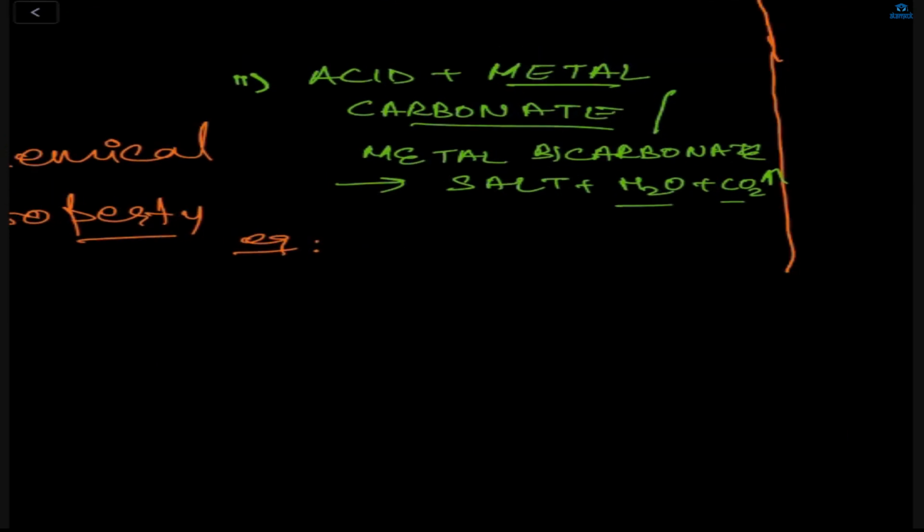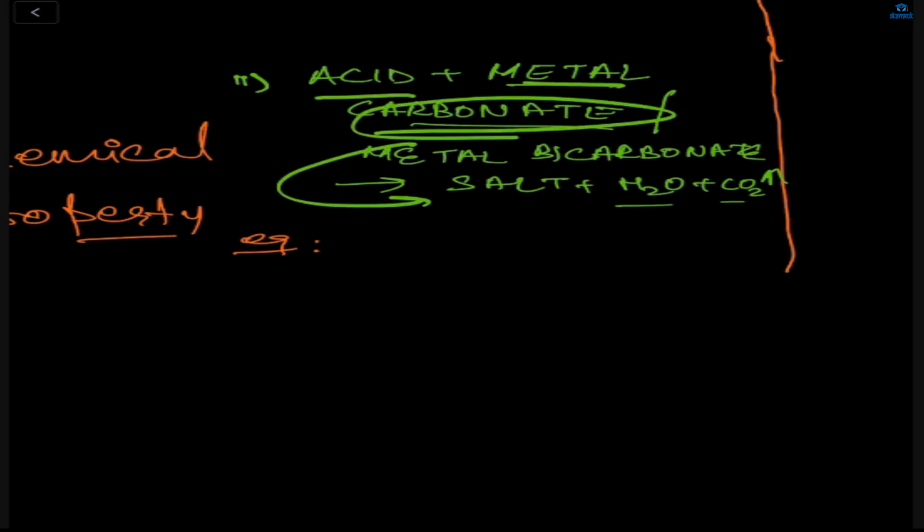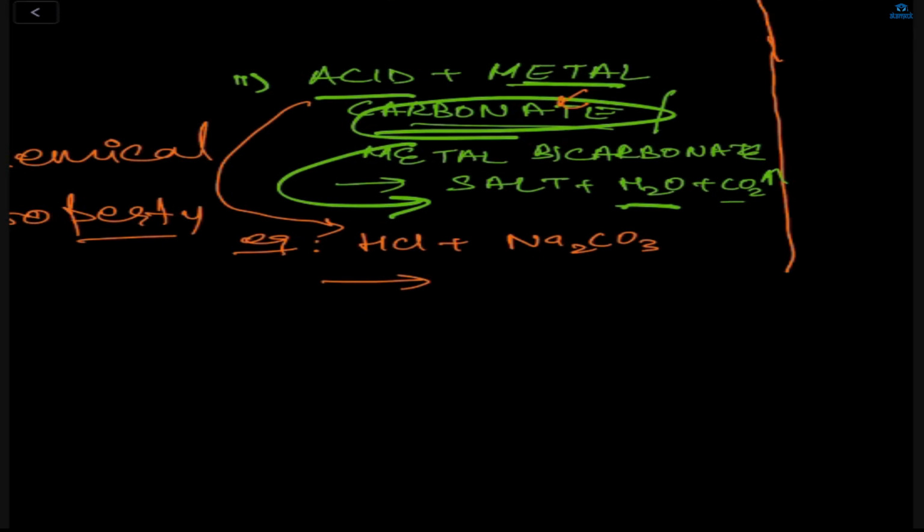Now, any example? The acid plus metal carbonate is giving the salt plus water and carbon dioxide. Let's take the very basic acid, hydrochloric acid, and let us take the metal carbonate, Na2CO3. Now, what will we get?